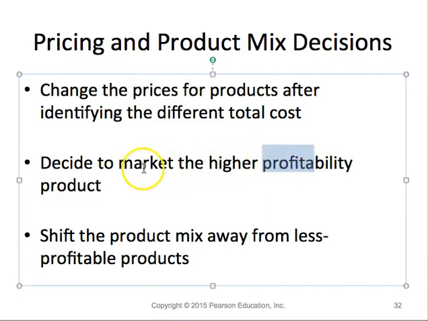And so we're going to use this to decide to market the higher profitability products, and not to produce the lower profitable products. Shift product mix away from less profitable products. So if some of those in the product mix are not making enough money to cover the cost, or the profit is too low, we're probably not going to produce them anyway.